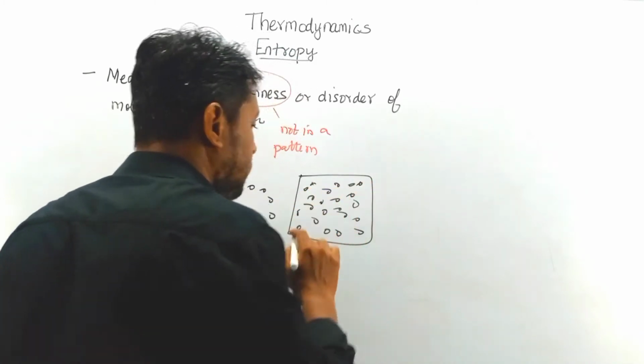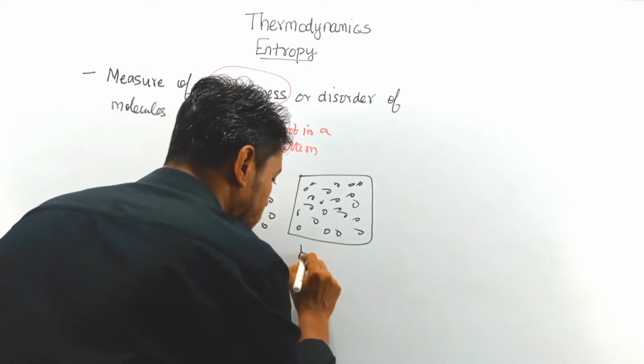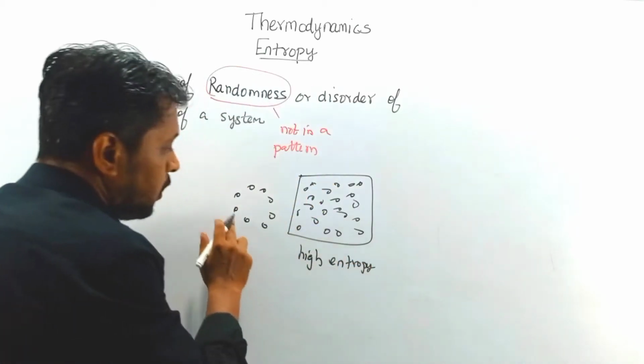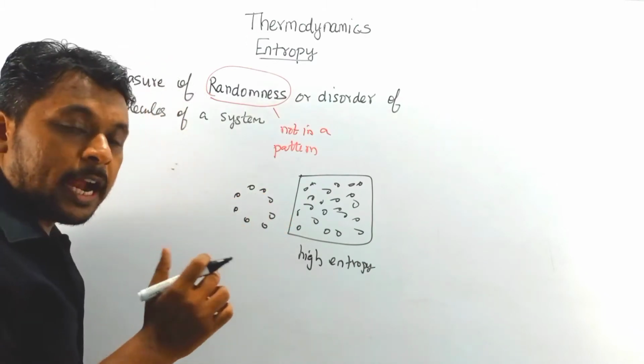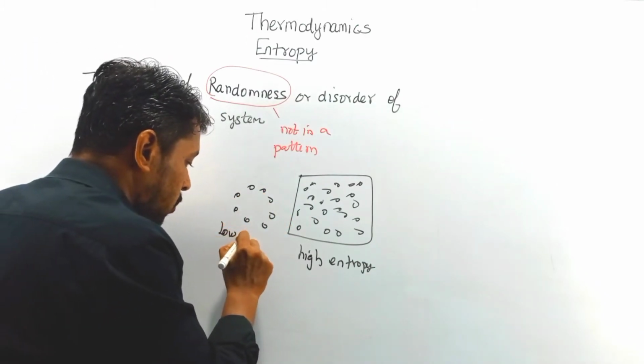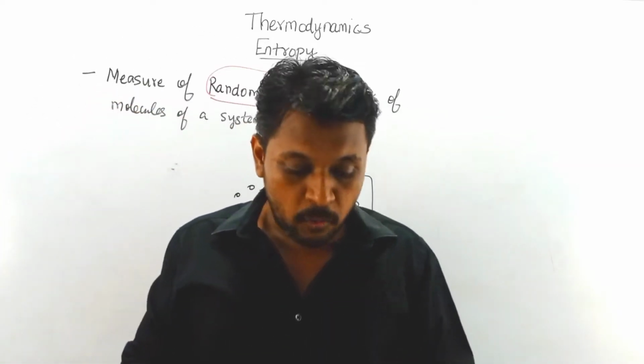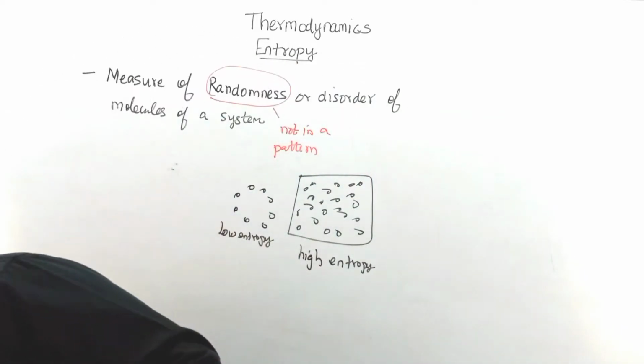So more randomness gives us a high value of entropy. Here we see that there is no more randomness, so here entropy is low. Okay, so how are we getting this randomness? For example, see that.